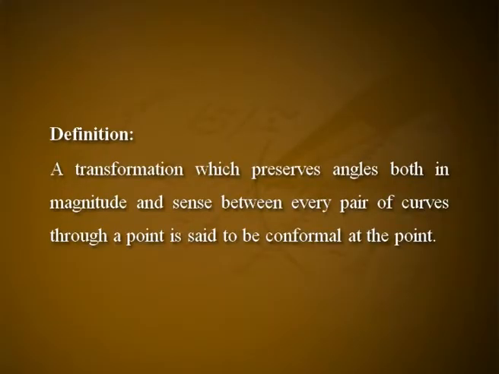Suppose two curves C1 and C2 in the z plane intersect at the point P and the corresponding curves C1', C2' in the w plane intersect at P' under the transformation w = f(z). If the angle of intersection of the curves at P' is the same as that at P, both in magnitude and sense, then the transformation is said to be conformal at P. Definition: a transformation which preserves angles both in magnitude and sense between every pair of curves through a point is said to be conformal at the point.